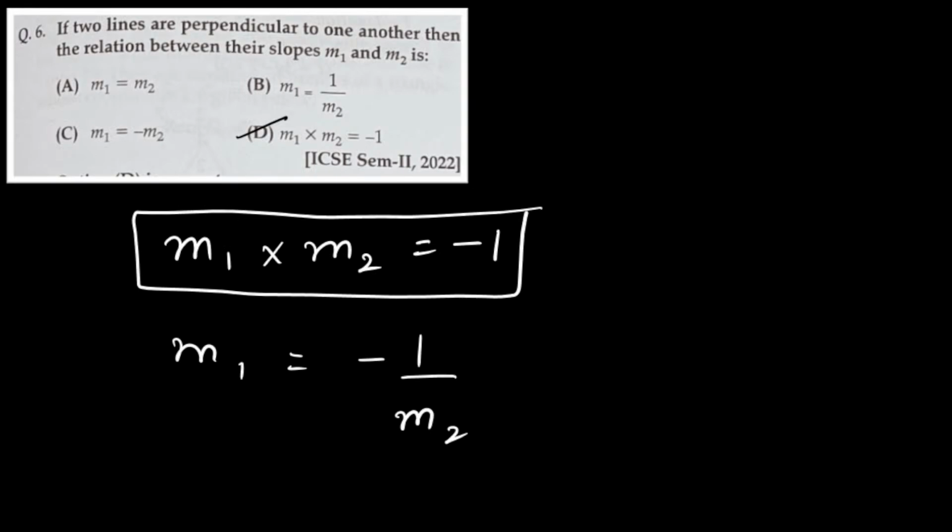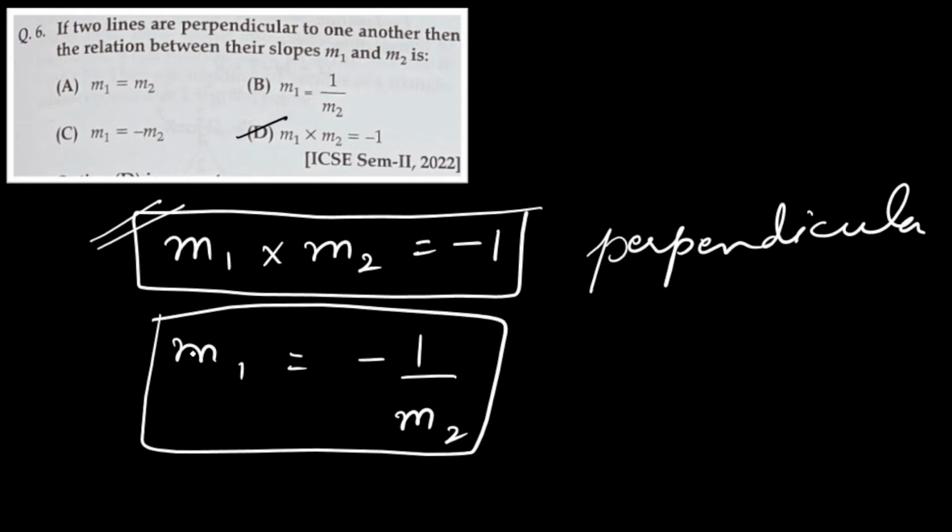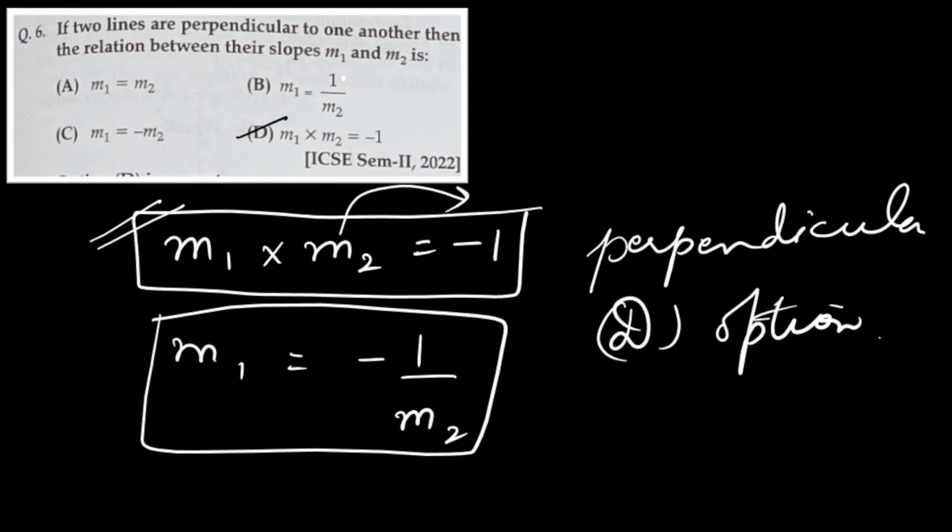MCQs are always confusing. Options will be there. That is the only motto of MCQs, to confuse you people. But we don't get confused. Be very good with the concepts. So we know M1 into M2 is equal to minus 1 when lines are perpendicular to each other. So either this one, or in case you see some option like this, this will also be the correct answer if we shift M2 to the other side. So option D is the correct answer. Option B is not the correct answer because the minus sign is not there.